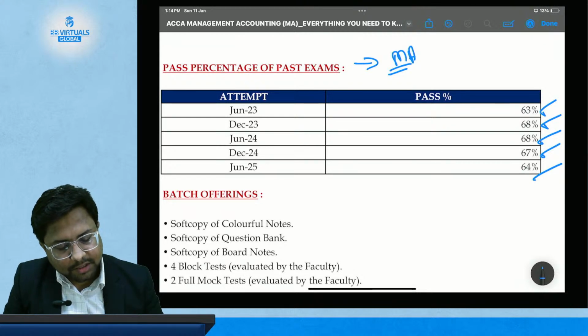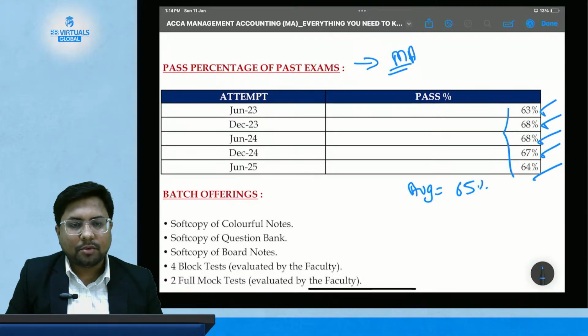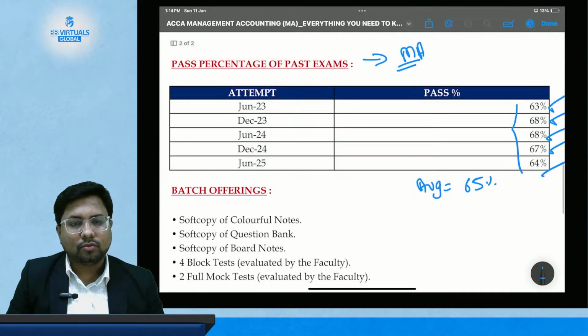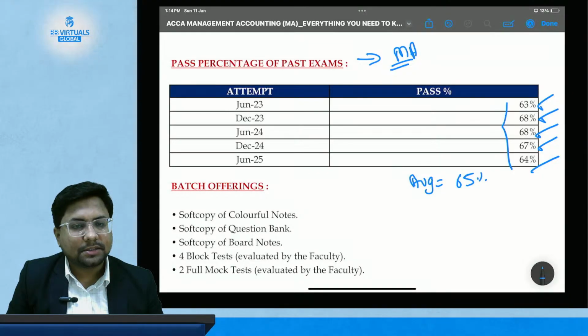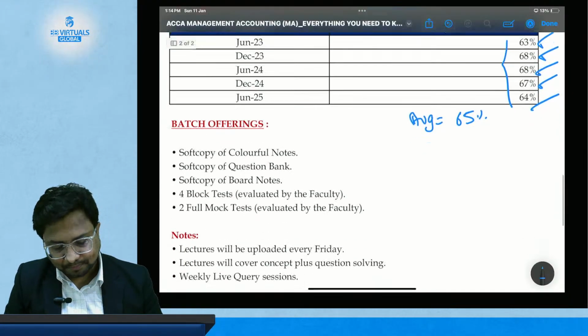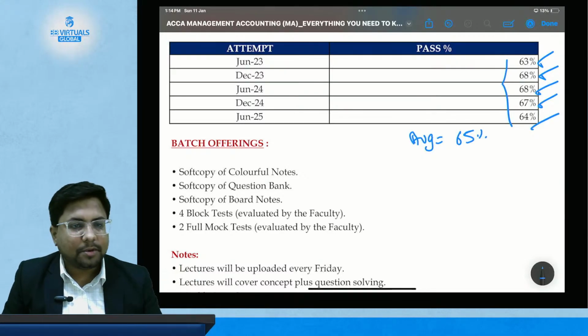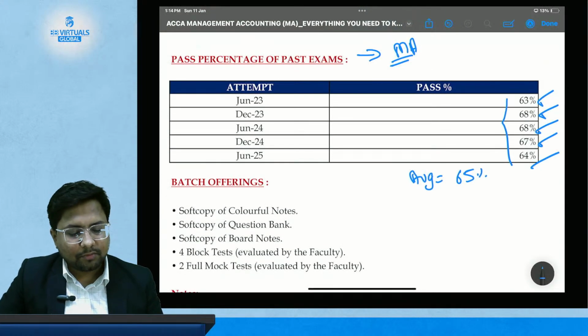So based on this information, you can assume that the average passing percentage in MA exams is around 65%, which is quite good, because 65% is a good passing percentage for you. So you can easily pass this subject and you can easily score very good marks in this subject. This subject is very important to understand the PM and APM in your skill and knowledge level. So this is a very good passing percentage if you compare it with other courses.